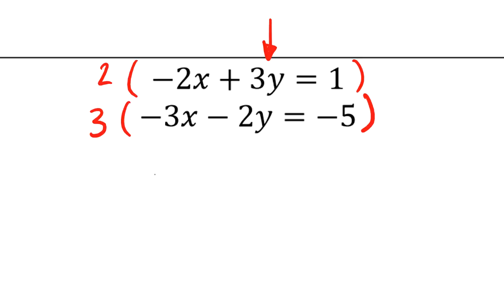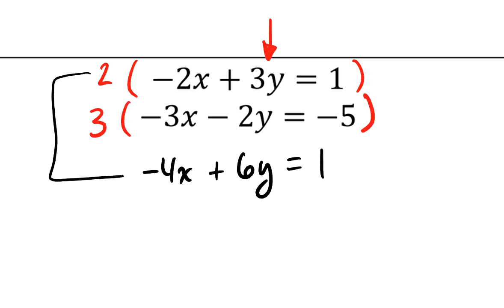So I'm going to rewrite the top equation. 2 times negative 2x is negative 4x. 2 times 3y is plus 6 times y, and then 2 times 1 is the number 1. So please, this is the result of multiplying the first equation through by 2. Every single term, I just lied. See, I just caught myself. Every single term on both sides was multiplied through by the number 2.